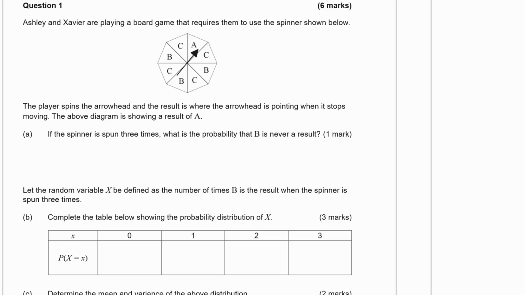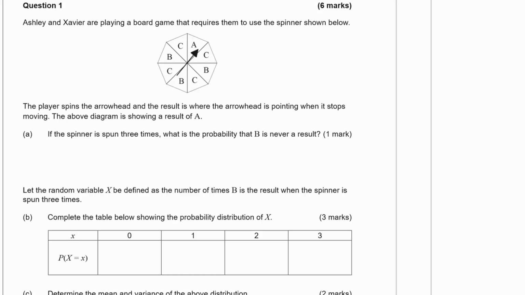Ashley and Xavier are playing a board game that requires them to use the spinner shown below. The player spins the arrowhead, and the result is where the arrowhead is pointing when it stops moving. The above diagram is showing a result of A. If the spinner is spun 3 times, what's the probability that B is never a result?